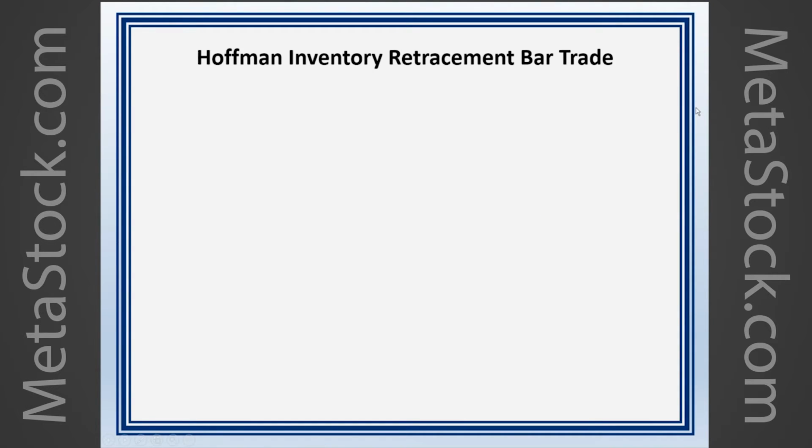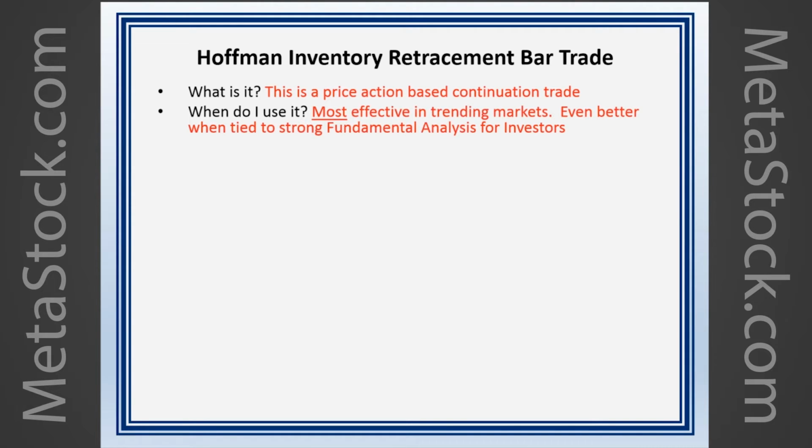All right. So hopefully you guys got your pencils sharpened and ready to go. What we're going to talk about is the Hoffman Inventory Retracement Bar Trade. This has been written about in international trade magazines. You saw this featured in Modern Trader here as well this month. So what is this trade? It's a price action based continuation trade. When do we use it? It's most effective in trending markets.